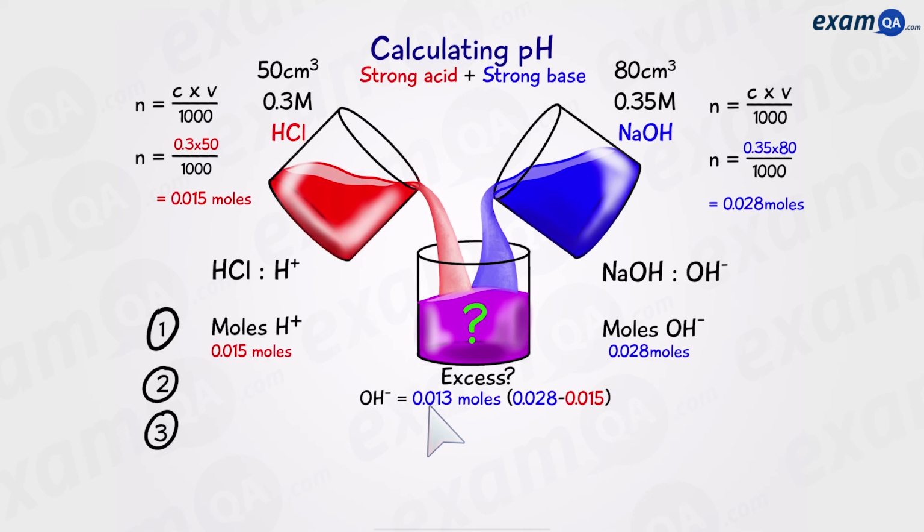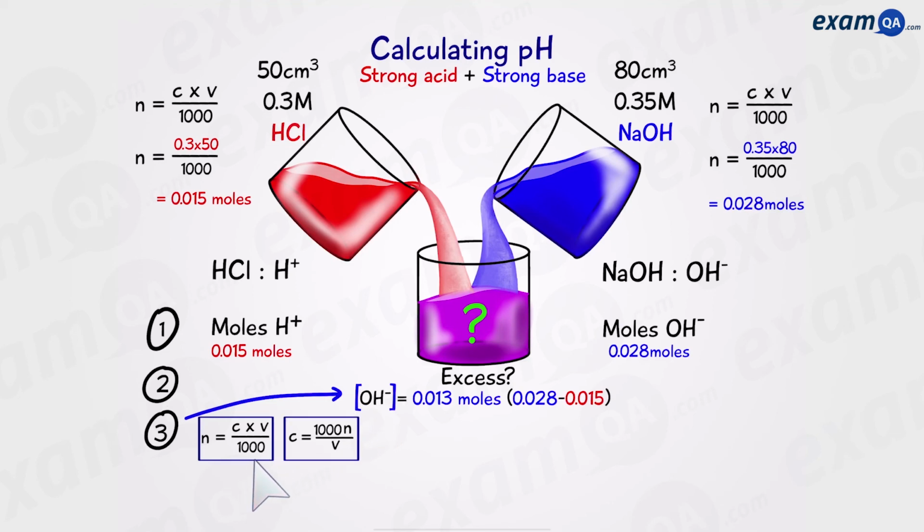In step 3, we now have to calculate the concentration of the excess ion. So again, we're going to use this equation and rearrange it. And that's going to give us 1000 times 0.013, which is the excess moles of hydroxide ions, divided by the total volume, which is 50 plus 80 added together, 130. And the concentration is going to be 0.1.